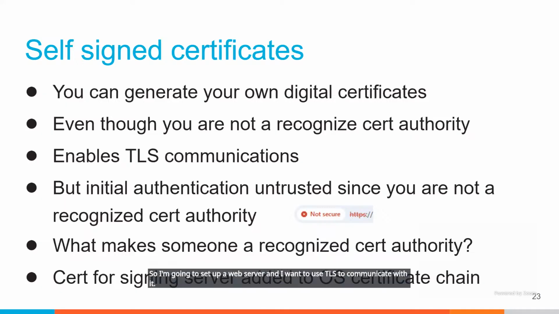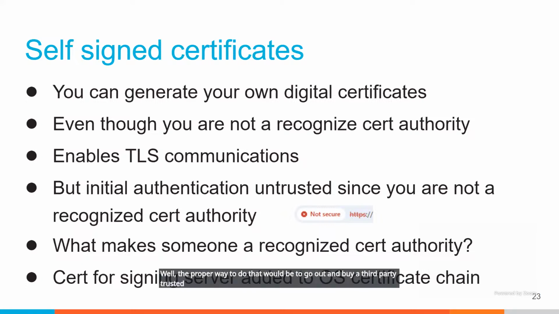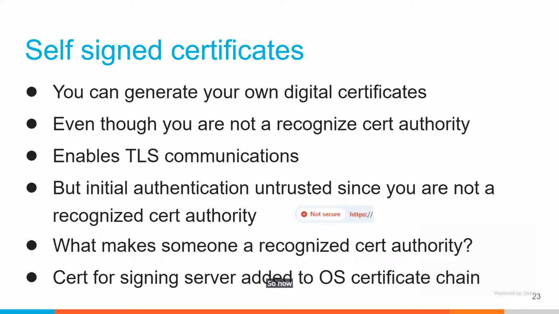Well, the proper way to do that would be to go out and buy a third-party trusted digital certificate and use that to protect my public key when people go to connect to it. So now my Bengal kitty won't be able to go in and sniff any of that traffic. But if I buy that, that's fewer toys I can buy for her to distract her so that she won't bite me as often.